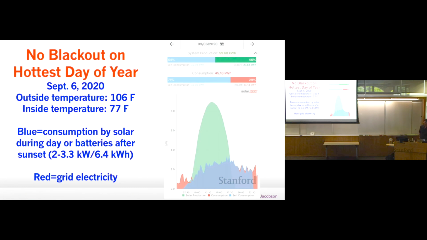It was 106 degrees outside, 77 degrees inside. The green is solar production during the day. The blue during the day is just the solar use for home energy, electricity. Most of that's for the cooling. And then the blue at night is when the batteries kicked in and mostly ran the cooling, air conditioning. Then the red is when the batteries ran out and I needed grid electricity. But from the data on the top, you can see that I produced almost 60 kilowatt hours, and I consumed 45 kilowatt hours. So on that day, 15 kilowatt hours were sent back to the grid.